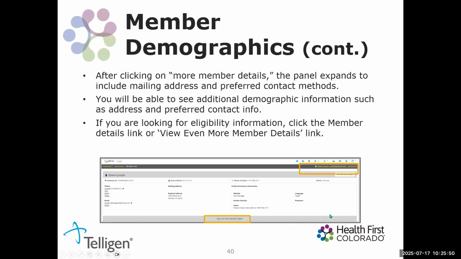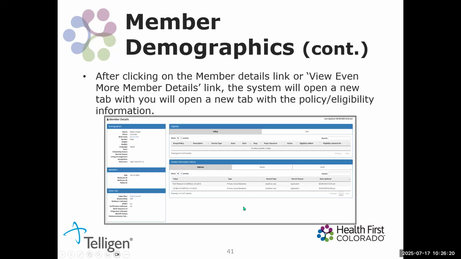This is what it looks like expanded. We'll give you their preferences if they have multiple phone numbers. The star indicates that that's where they prefer to be called. Any preferable contact information. If you want to look for eligibility information or policy plan information, you can click on this yellow hyperlink, or there's a view even more member details. It's not really a button, it's just kind of at the bottom in that bar. If you click on that, it will bring you to this screen.